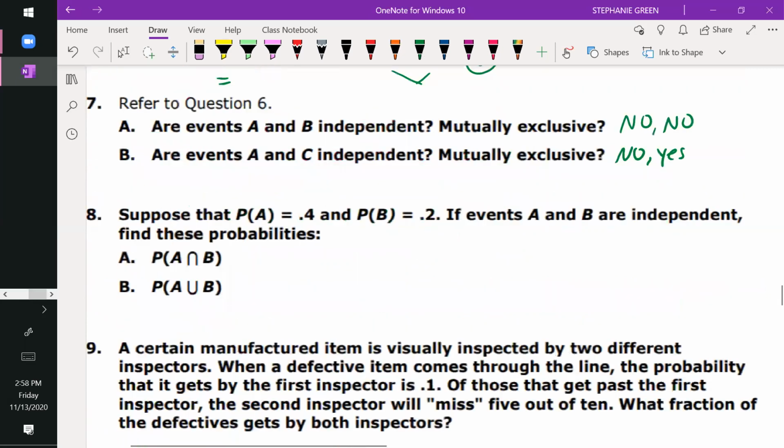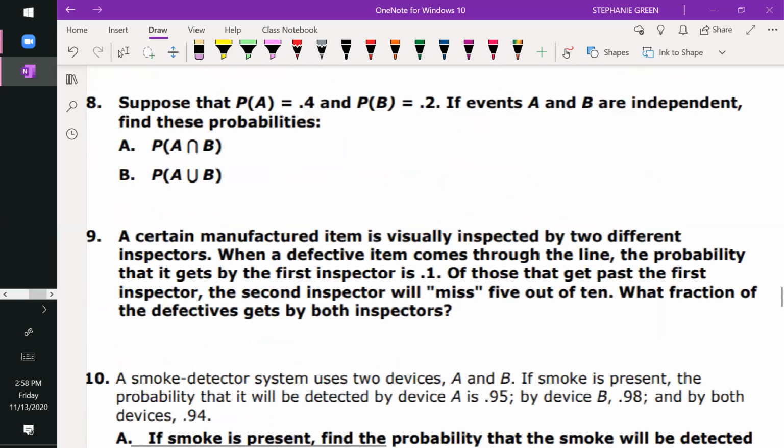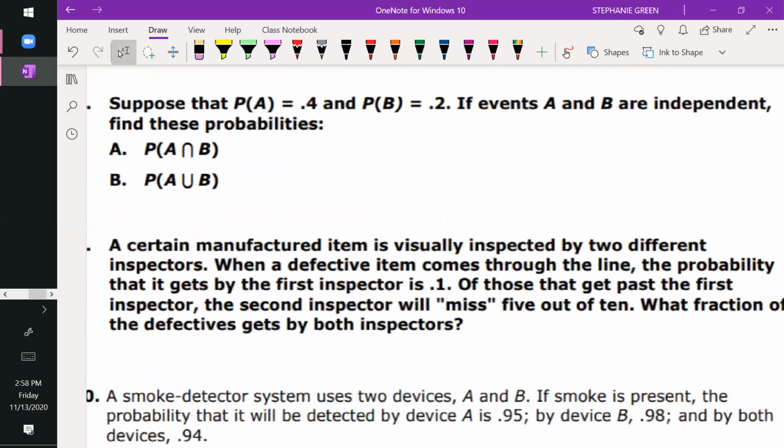Scrolling, there we go. Next thing, suppose the probability of A is 0.4, the probability of B is 0.2. If events A and B are independent, what is the probability of A intersect B and the probability of A union B? So remember, for intersection, that's the probability of A and B.